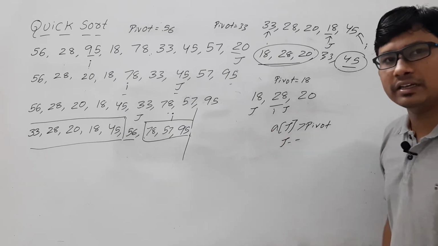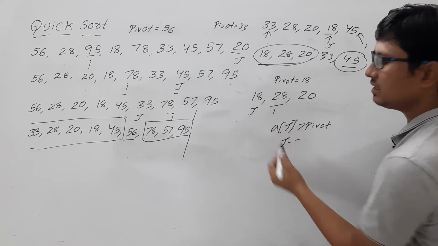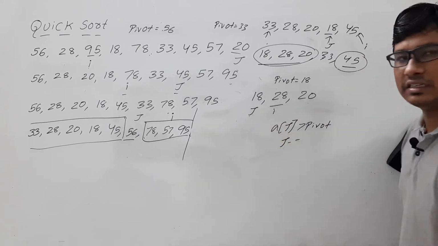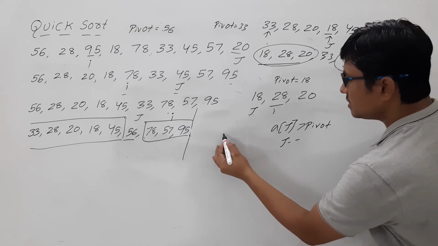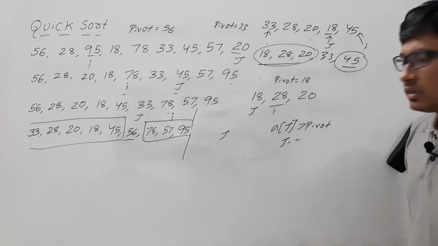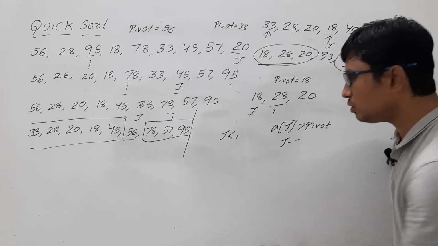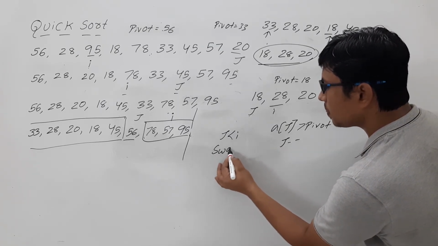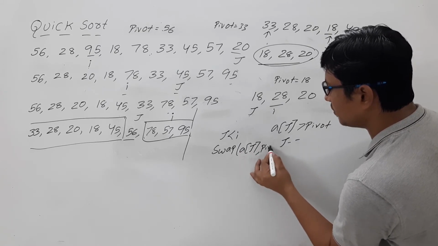Sorry, decrementing the j value. So now look at where the i and j are. i is here and j is here. Now look at what the condition is. Now j is less than i. If j is less than i, what do you need to do? You need to swap A of j and the pivot element.